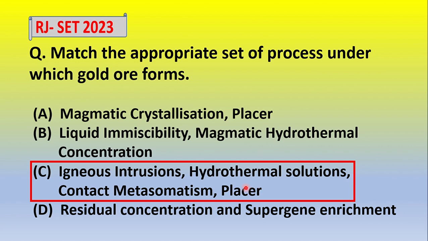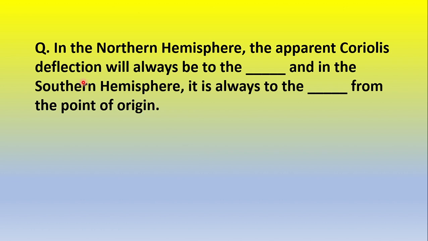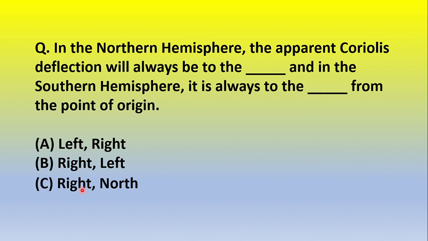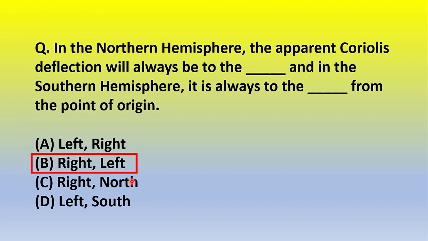Now next, in the northern hemisphere the apparent Coriolis deflection will always be to the blank, and in the southern hemisphere it is always to the blank from the point of origin. Options: left and right, right and left, right and north, left and south. So which one is correct? This is asking about the Coriolis deflection. Correct answer is right and left.